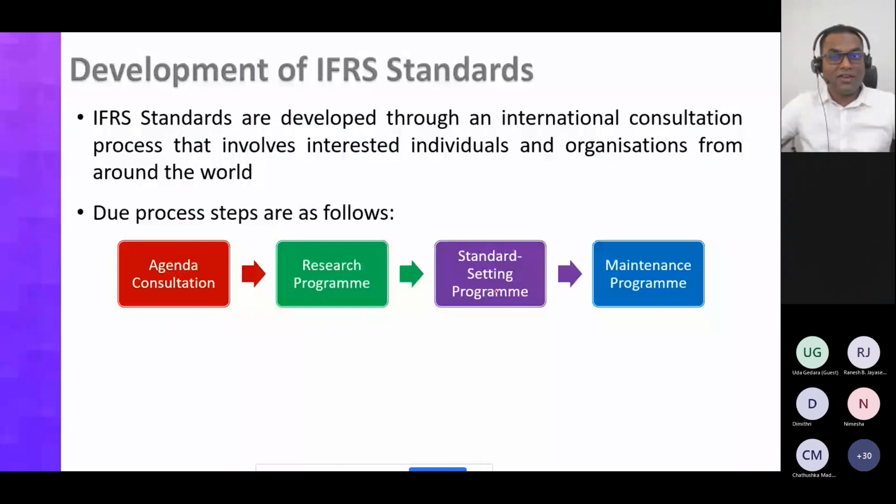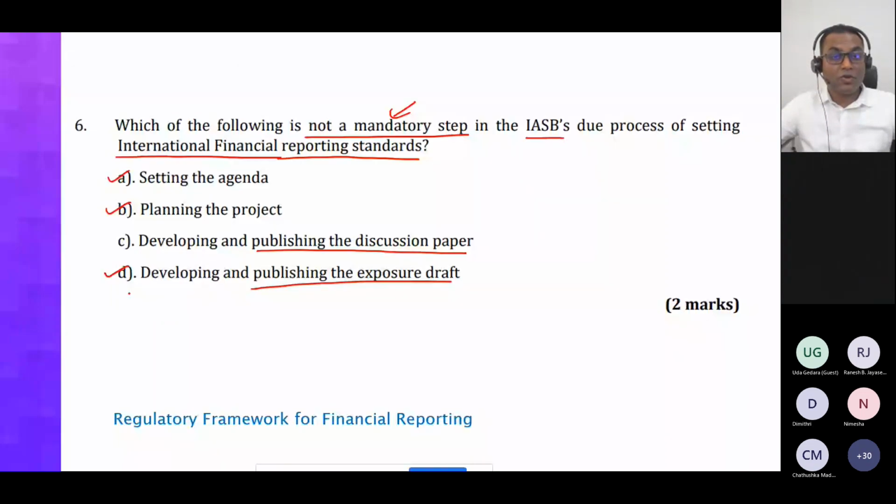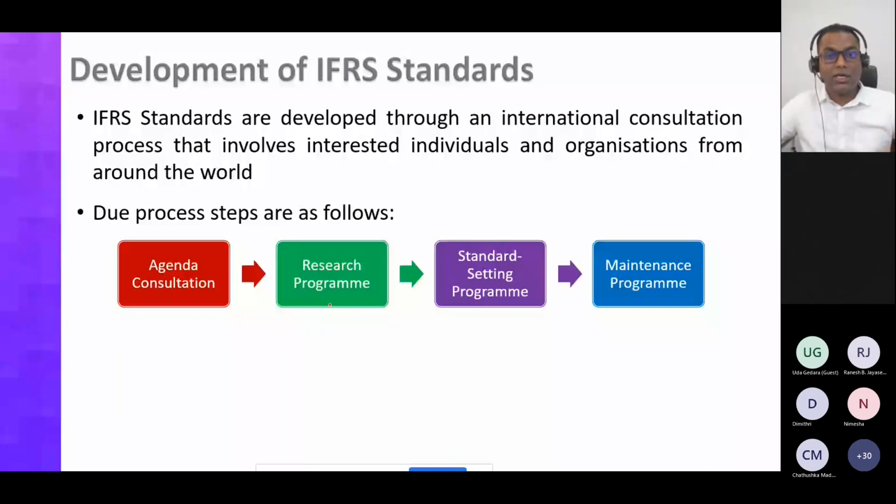So out of these 4, this is also a mandatory step. What is not mandatory is actually answer C. Developing and publishing a discussion paper is not mandatory, but you should remember that under the research program stage, when you are doing the research work, you may publish a discussion paper and get the comments of the public, right? But it's not a must. But in the standard setting program stage, it's a must for you to publish an exposure draft before publishing the final version of the standard.